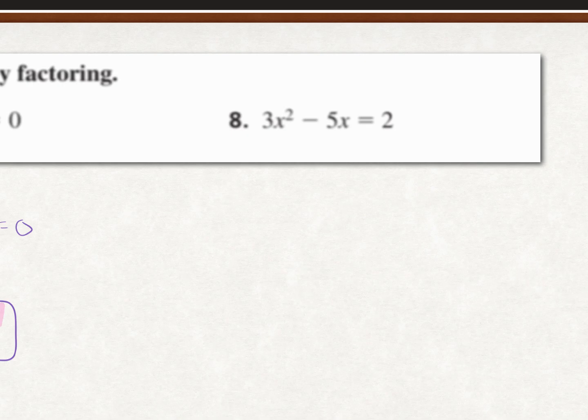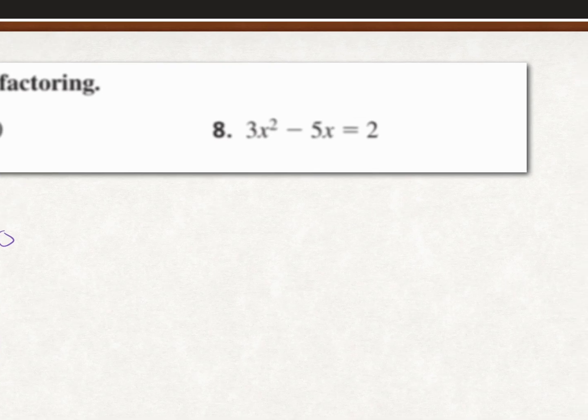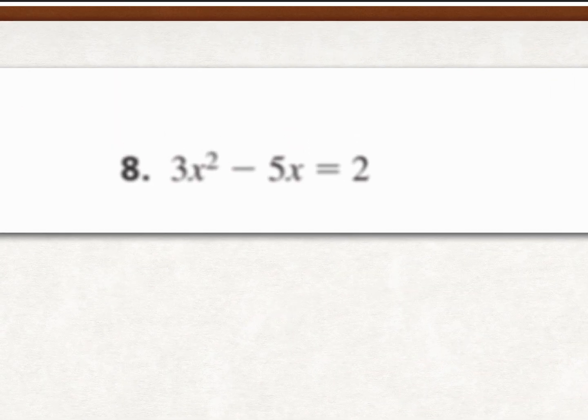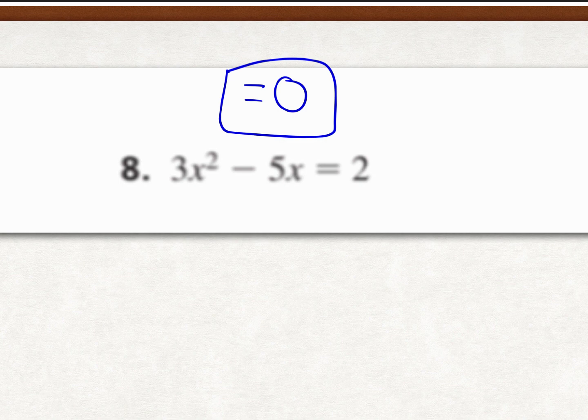All right, next let's look at number 8. So if we're going to solve, it has to be equal to 0. So I'm going to move that 2 to the left side and put this in standard form. So I have 3x squared minus 5x minus 2 is equal to 0.